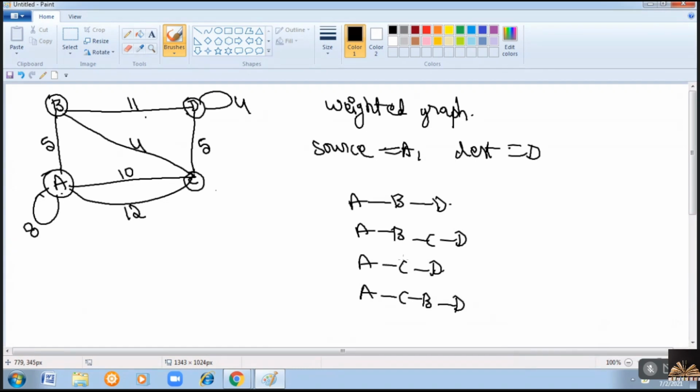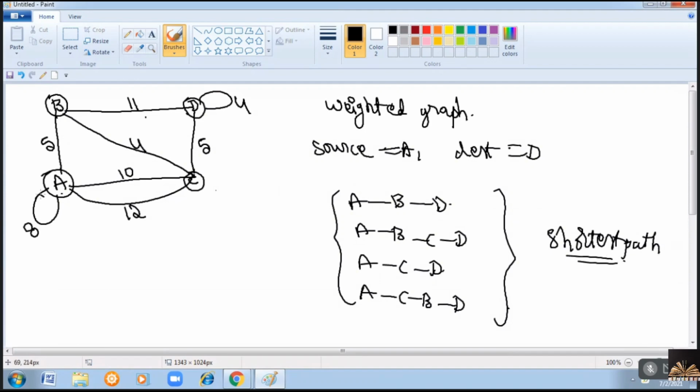So we have more than one way to reach from source to destination. Among all, which is the shortest, that you need to identify. This shortest path you need to identify, right?